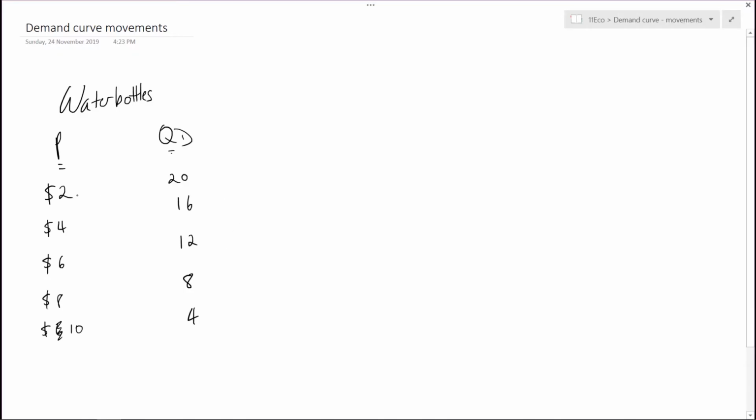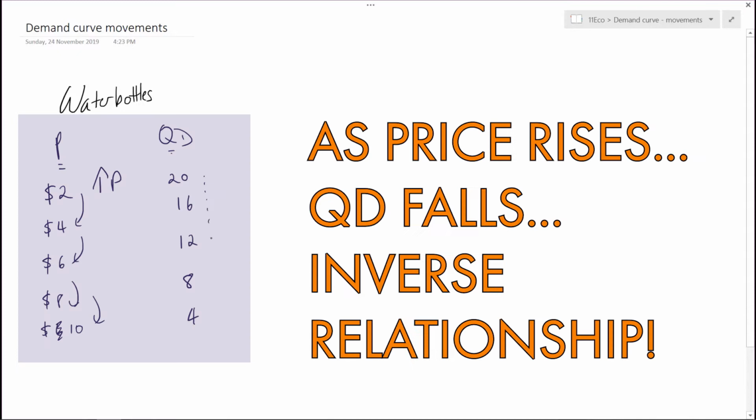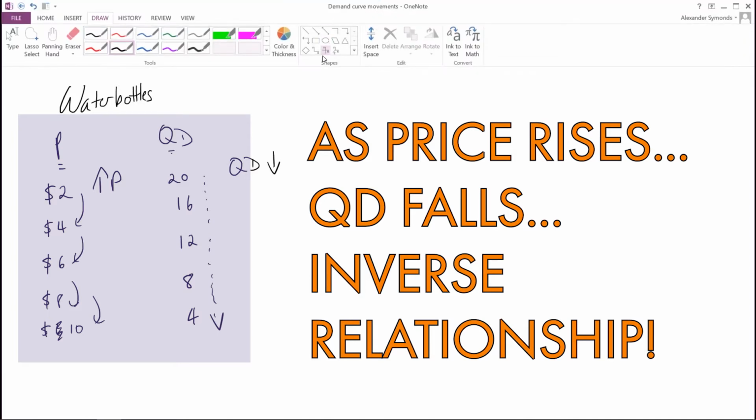So in terms of the relationship, we could see that as there was a rise in price from 2 to 4, 6, 8, 10, quantity demanded steadily decreased. So as price went up, quantity demanded fell. So what we'll do is display this graphically. I'm not going to do every point, I'll just give you the overview here.